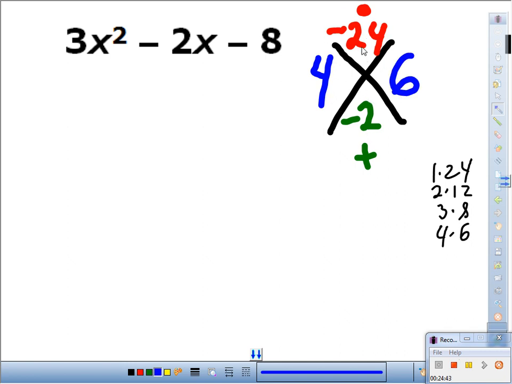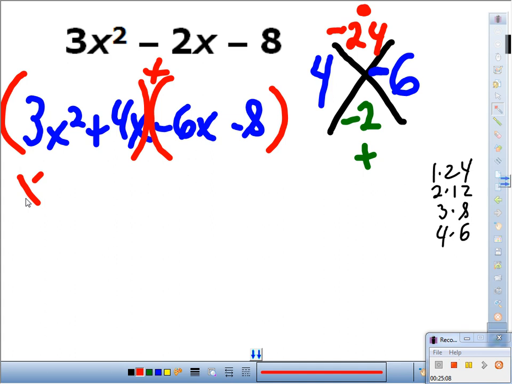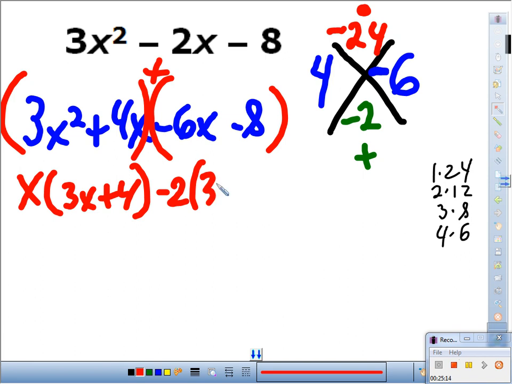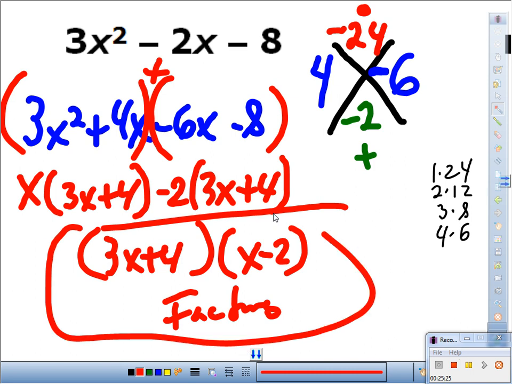However, this tells me that one of them is negative, and this tells me that the biggest number is negative, so that's negative 6. Let's see. 4 times negative 6 is negative 24. What is 4 plus negative 6? Negative 2. That is correct. 3x squared plus 4x minus 6x minus 8. Group. First 2, last 2. GCF here is x. We're left with 3x plus 4. GCF here is negative 2. We're left with 3x plus 4. Therefore, 3x plus 4 and x minus 2. These are my factors.